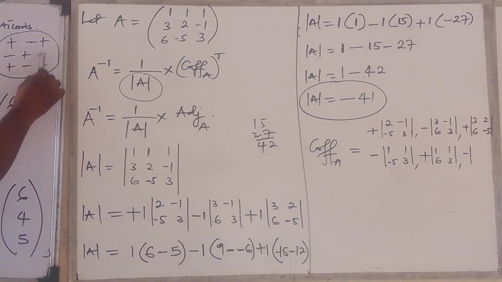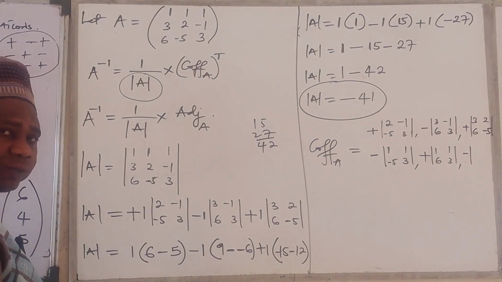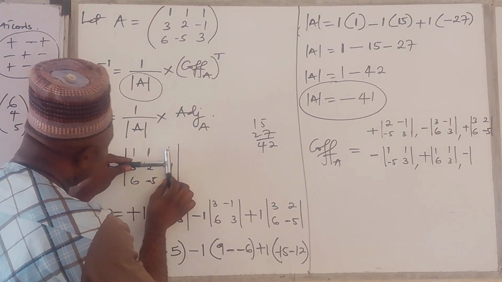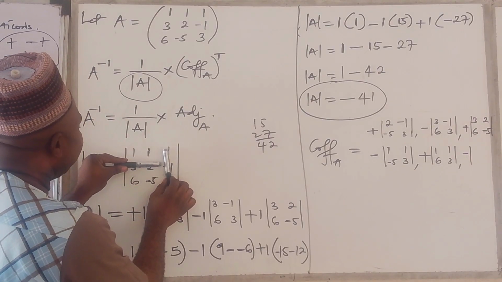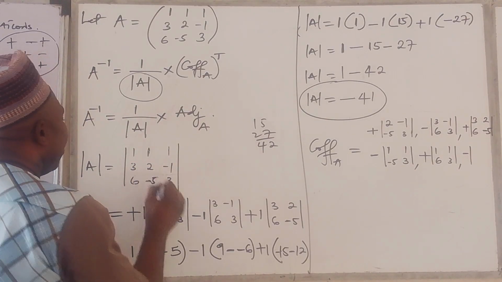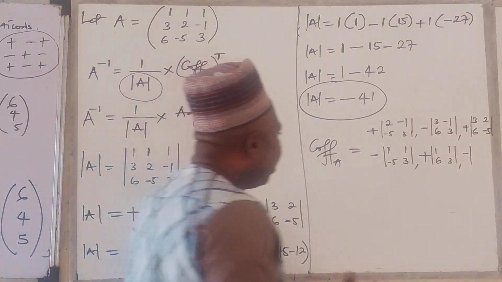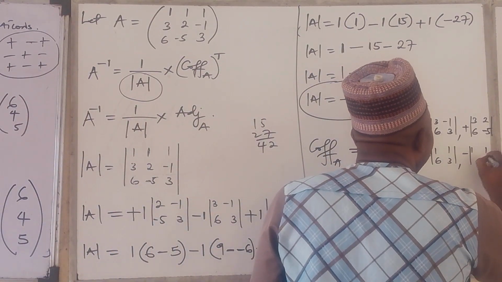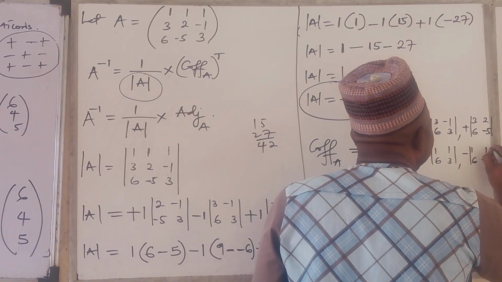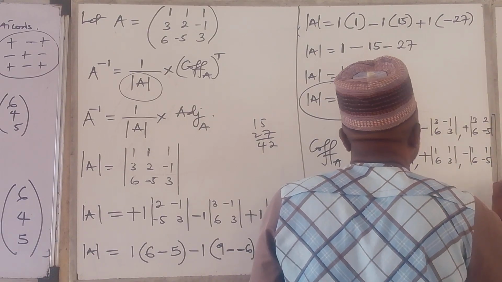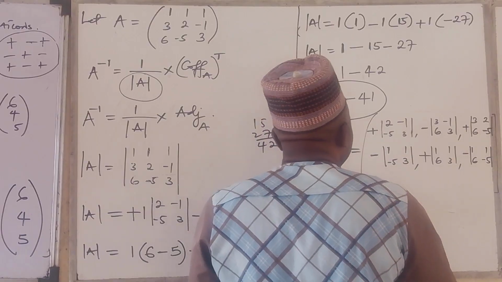Now, minus. The minus tallies with minus 1. So you close the minus 1 in the column. You close it in the row. So we have 1, 1, 6 minus 5. Yes. So here now, we continue here.